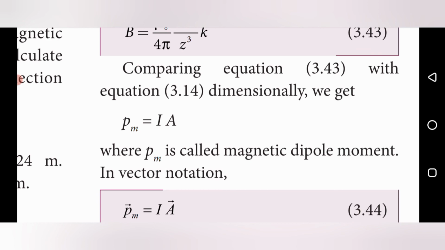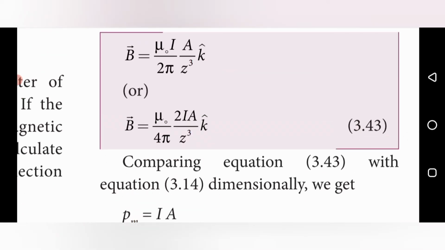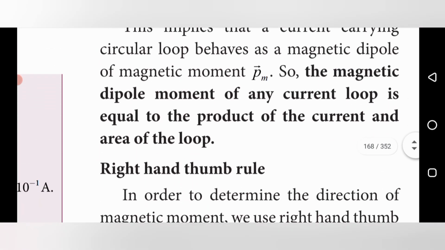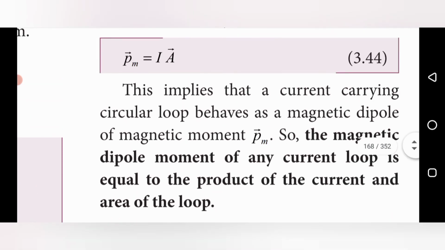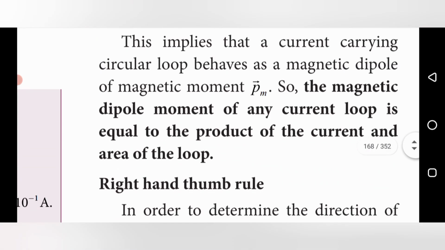Here we conclude that the circular loop acts as a magnetic dipole. So P M is equal to I A. Substitute the value in the above equation: instead of I A, you put P M. So here also it acts as a magnetic dipole. According to the definition, the magnetic dipole moment of any current loop is equal to the product of current and area. I means current, A means area. So this is the equation.